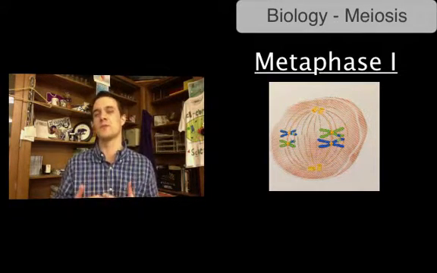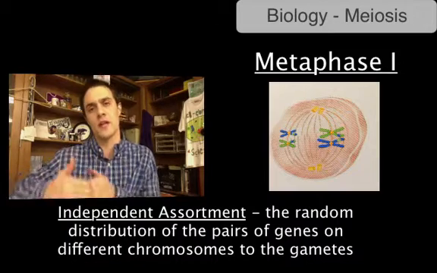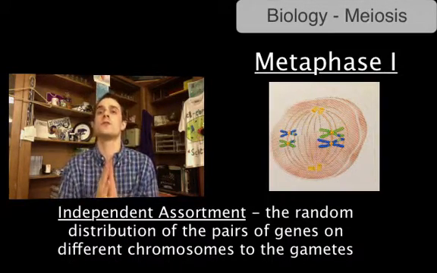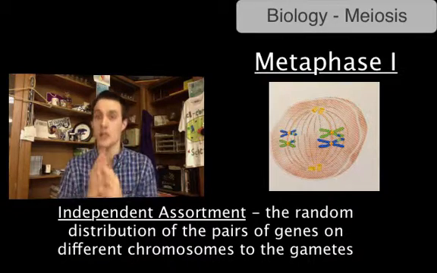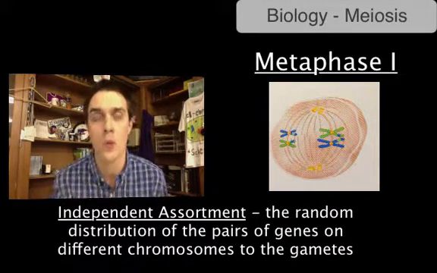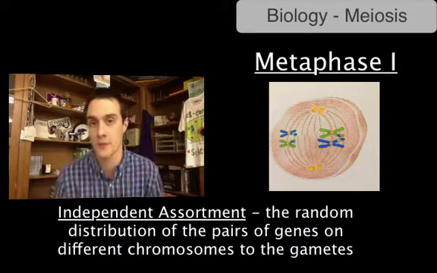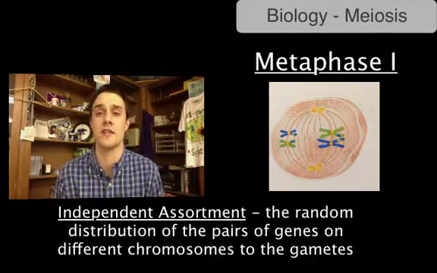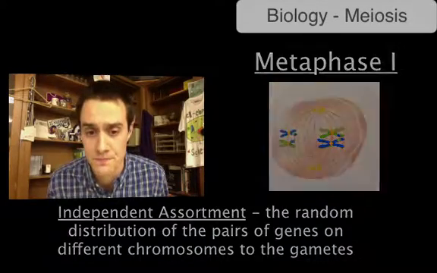Independent assortment takes place kind of between metaphase 1 and anaphase 1, where there's really no rhyme or reason to how these chromosomes and these homologous pairs line up on the equator. A whole slew of possibilities for independent assortment here when we get to the metaphase and anaphase stages of both meiosis 1 and meiosis 2.